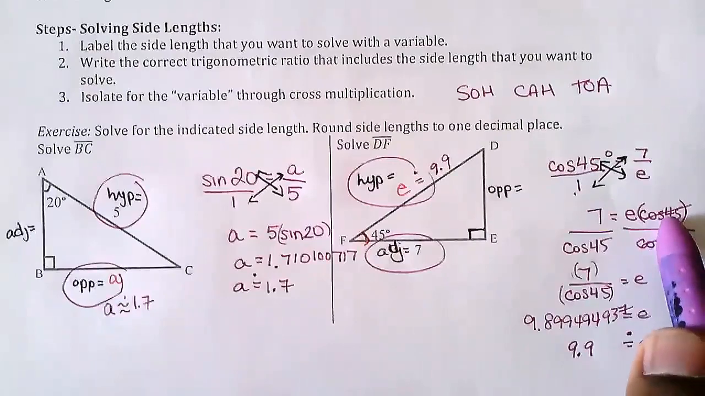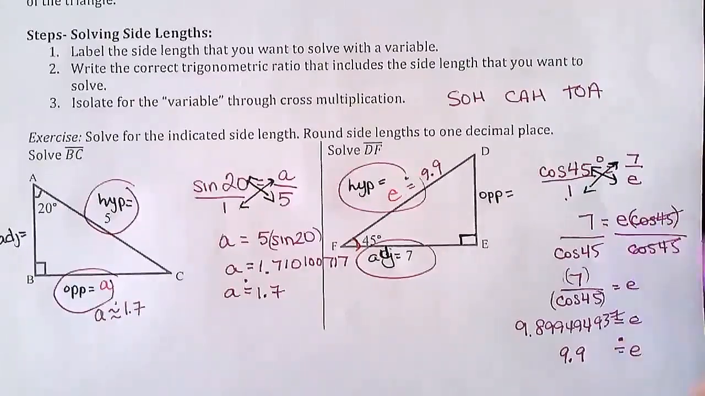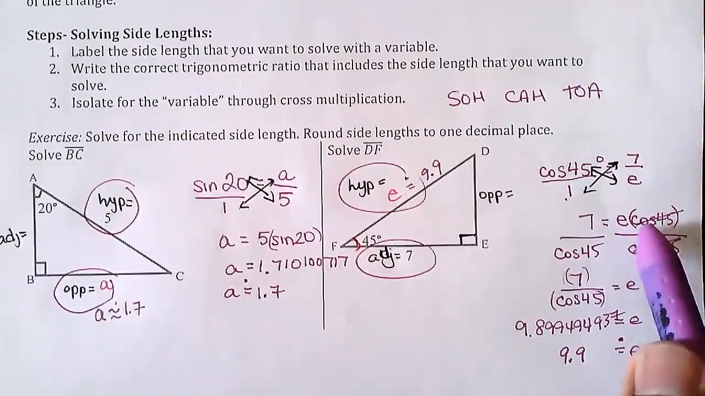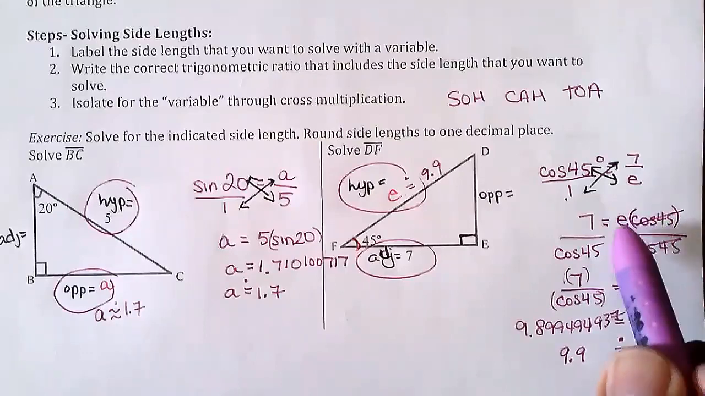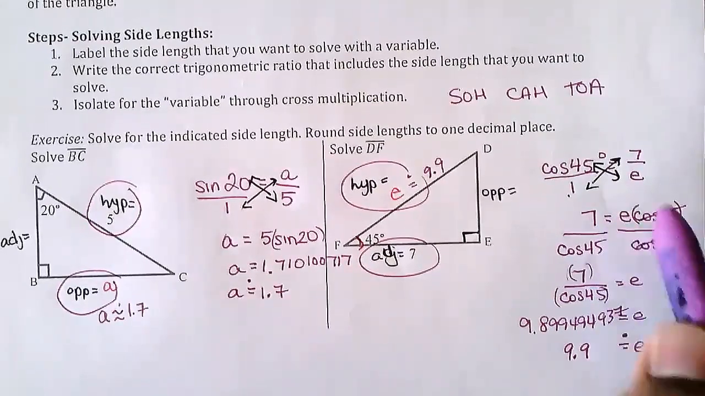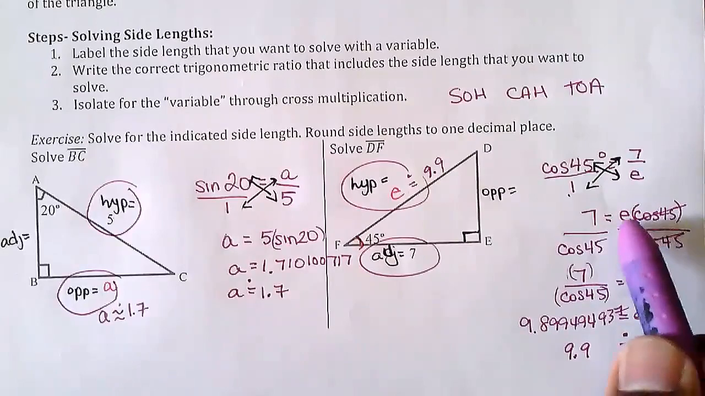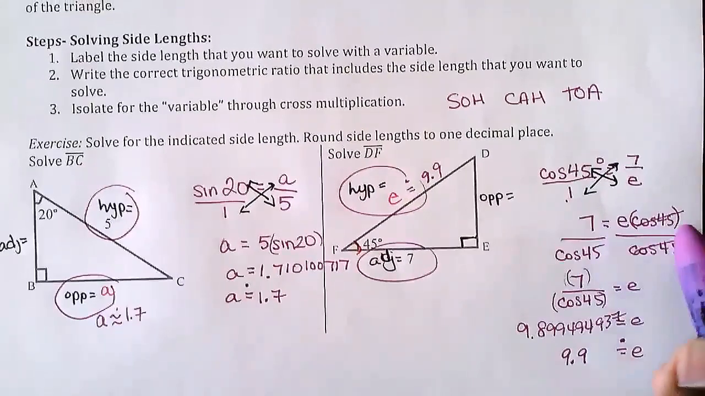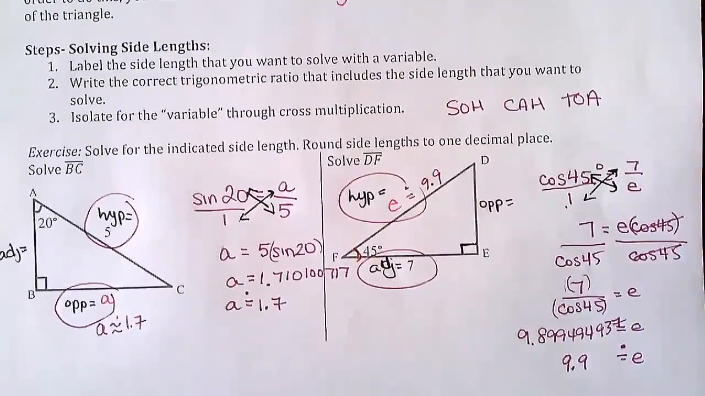Something I wanted to emphasize here, which a lot of people make mistakes on, is you can never separate the angle from the trig function unless you use the inverse function. But you always want to keep them together, which is why we wrote e separately times cos 45. It's okay to have these numbers in front. It doesn't make sense to put them after. So that's the first thing.